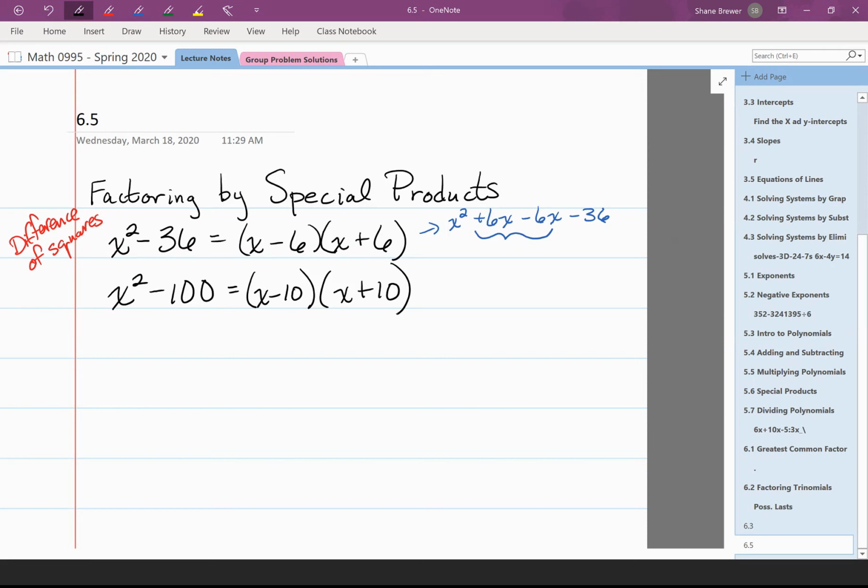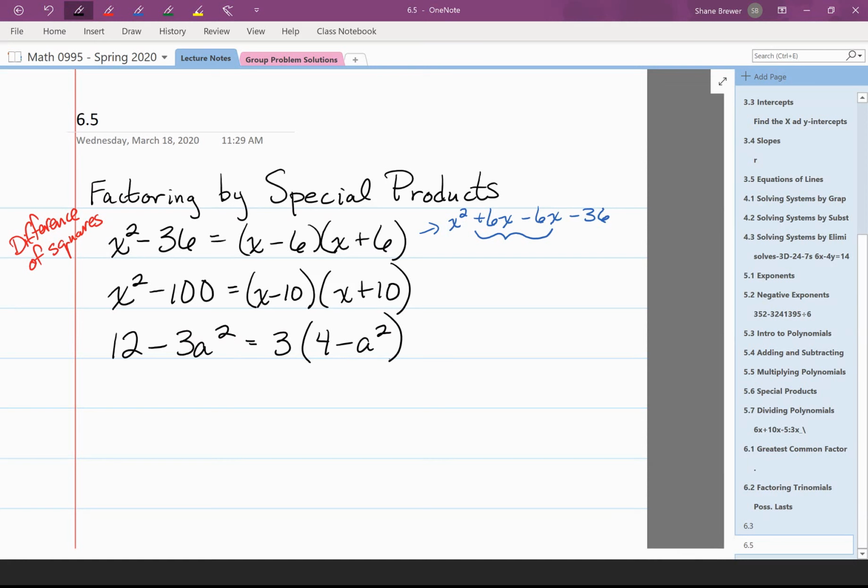Now, these can get a little more complicated. Maybe we have something like this. 12 minus 3a squared. Okay? Now, the challenge here is to remember, anytime you factor anything, you first want to pull out common factors. And so this one does have a common factor of 3. So 4 minus a squared. There it is. Right? Pull out a 3.